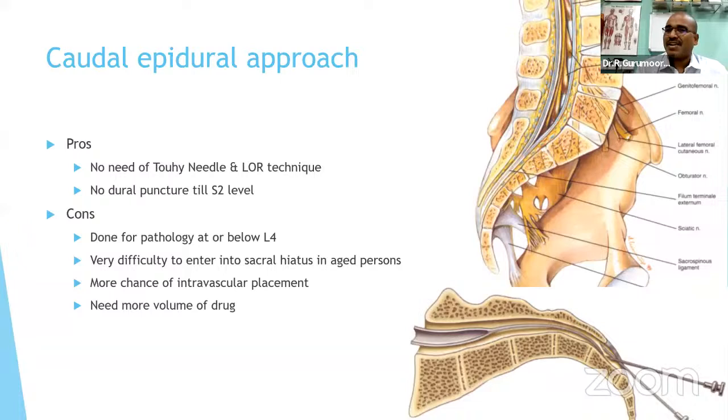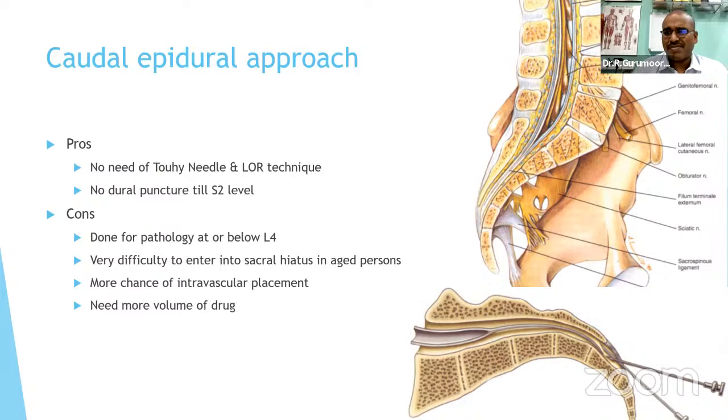Again, the disadvantage is that you can't do it for any pathology at the level of L4 and above. For example, you should not do it for L3 and L4 because we can't inject that much volume to reach L3, L4. The sacral canal is the least resistant structure, so even if you start injecting, it can accommodate 20 to 30 ml by itself. It's very difficult to inject that much volume to reach L3, L4. But still, it can be tried.